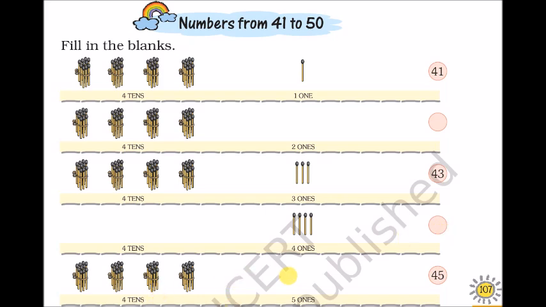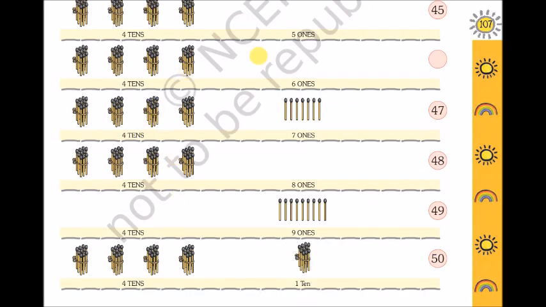4 tens and 5 ones, 40, 41, 42, 43, 44 and 45. We will write 4 and 5, 45. 4 tens and 6 ones, 40, 41, 42, 43, 44, 45 and 46. 4 and 6, 46.